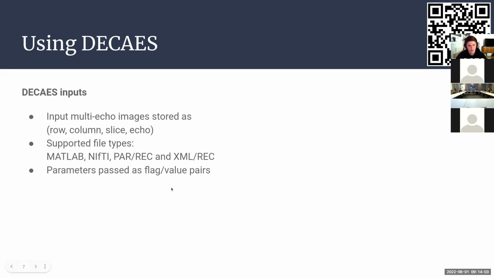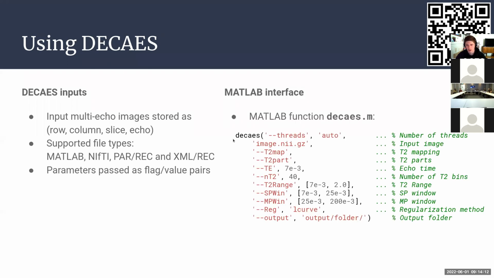And then these parameters are passed as just flag-value pairs, so it has a command line sort of feel. To give a quick highlight, I'll go through these parameters in a little bit, but the MATLAB function looks something like this. We just download it and call it like a regular MATLAB function with a certain number of threads. This one chooses automatically. There are certain parameters for characterizing the T2 distribution, an output folder, these sort of usual things.